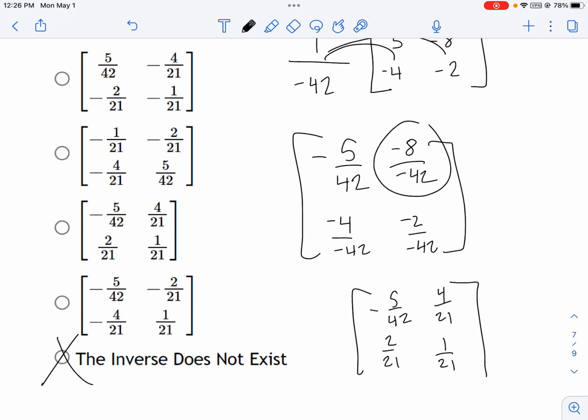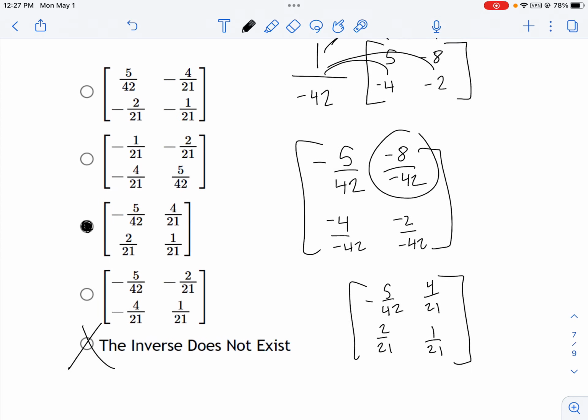And those would be your four entries, which you'll notice only one of the answer choices matches, which would be our third answer choice. Okay, this one got close. There were just a few mistakes here and there with signs. So just keep an eye on what your signs are as you're going through this.